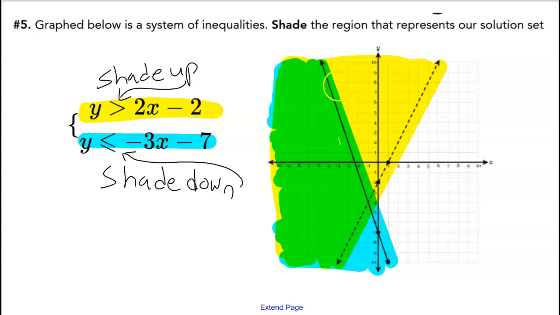Alright, and now it's shading down. So you got the yellow region, you got the blue region. The yellow and blue makes green. Where they overlap, that is the shaded region. So that's what you really want to put as your answer: the green region here, where they overlap.